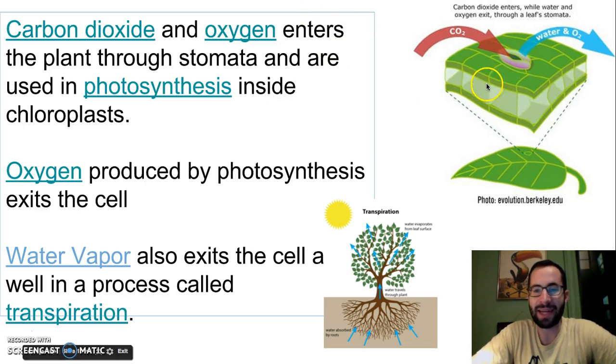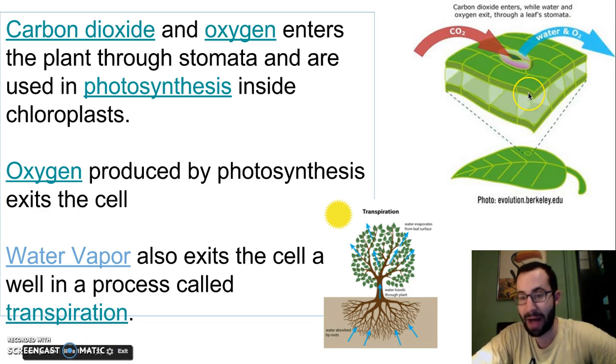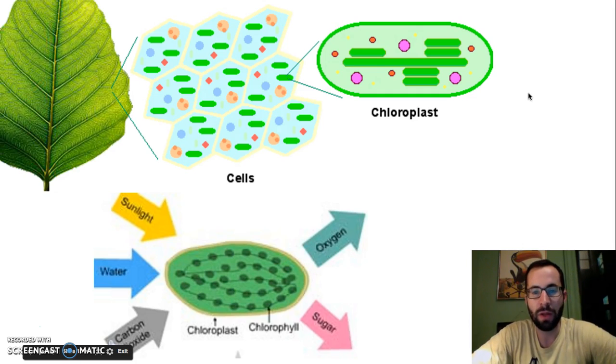Because carbon dioxide enters and oxygen leaves when it's produced by photosynthesis, there's this process called transpiration, which you don't necessarily need to know the name of. You just need to know that water is lost through these pores, these stomates, when they are open. And that's why the guard cells are used to regulate the homeostasis within a plant cell. Don't worry so much about that right now. Just know that carbon dioxide comes in, and water and oxygen are lost through the stomates, which are on the bottom of the leaf. So there you go. That's photosynthesis in a nutshell.